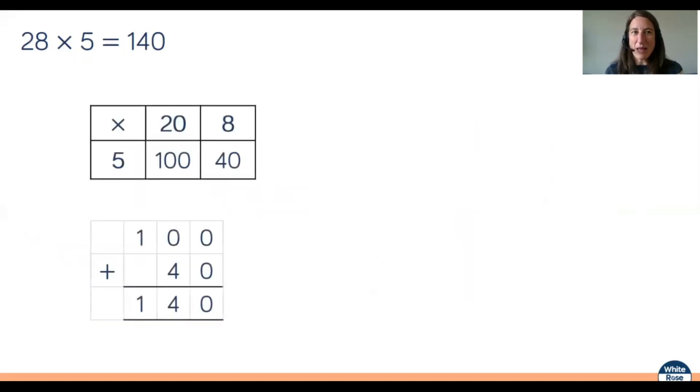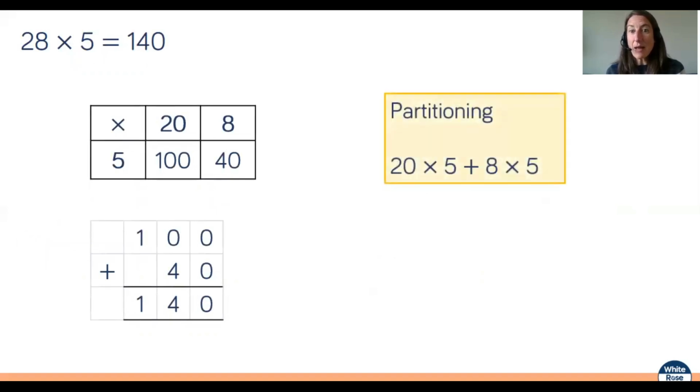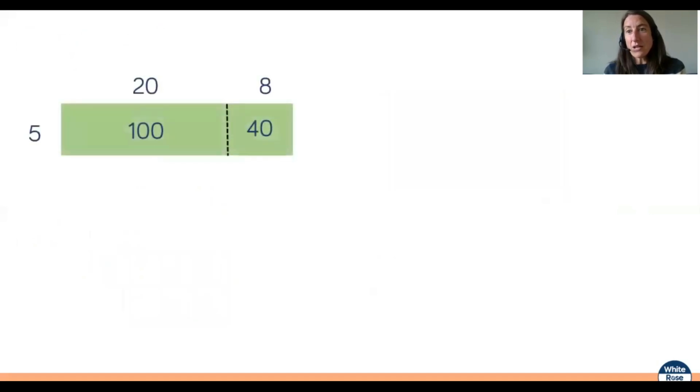If we consider this written method for 28 multiplied by 5, we can see that it links directly to the mental method of partitioning. So the idea that we could calculate 28 multiplied by 5 mentally by partitioning the 28 into 20 and 8 and multiplying the 20 by 5 and then the 8 by 5. And it can be useful for students to see those links between the written method and the mental method. And of course, we can also justify that method by using the area model. So we can see that the 28 has been partitioned into 20 and 8, and then we've multiplied the 20 by 5 and then the 8 by 5.